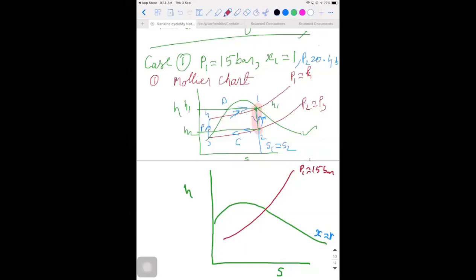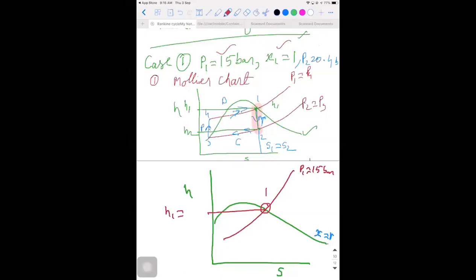And sir, to identify state one, what are the state conditions? P1 is equal to 15 bar and X1 is equal to 1. Their intersection is going to be our required point, named as 1. You draw the horizontal line, and whatever value you get is H1. Try to find H1 from your steam tables, sorry, Mollier chart. So you got this point, sir?